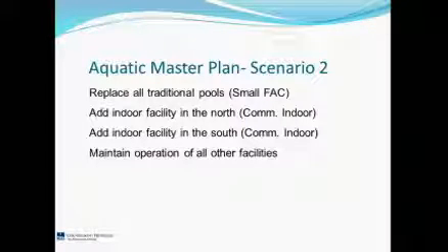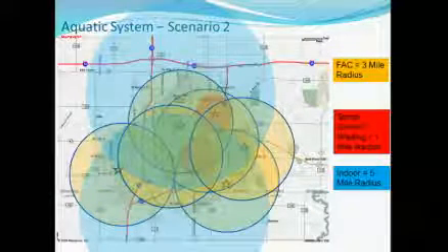Aquatic Master Plan Scenario 2 was more focused on what you currently have, kind of re-implementing a 1960s, 1970s model where we have a neighborhood pool, very easy access to everyone. So that included replacement of all traditional pools, so we would maintain an outdoor aquatic facility at each of the sites, adding an indoor facility to the north and an indoor facility to the south, and now we're utilizing the smaller facilities since we'll have two, and then maintaining operations of all other facilities, including the family aquatic centers, the Sprayground, and the wading pool.